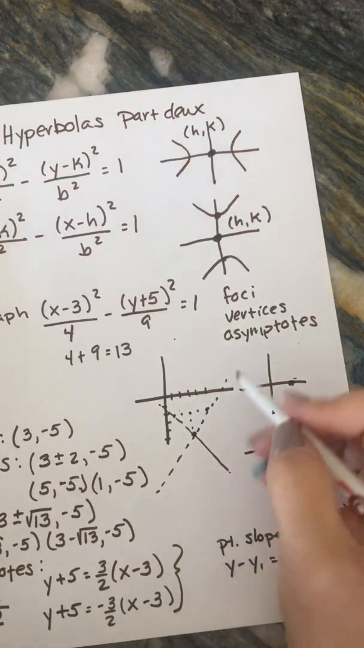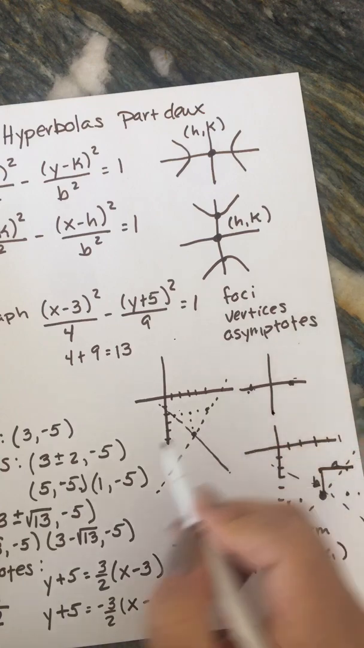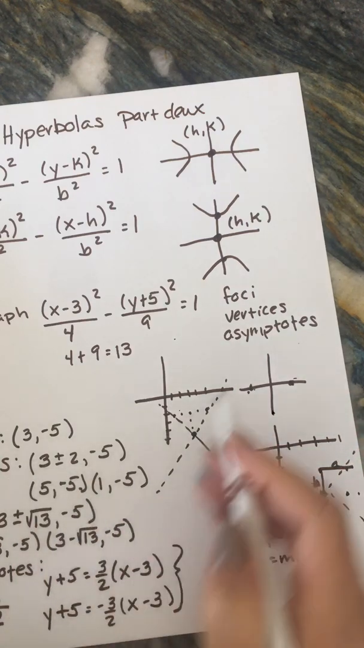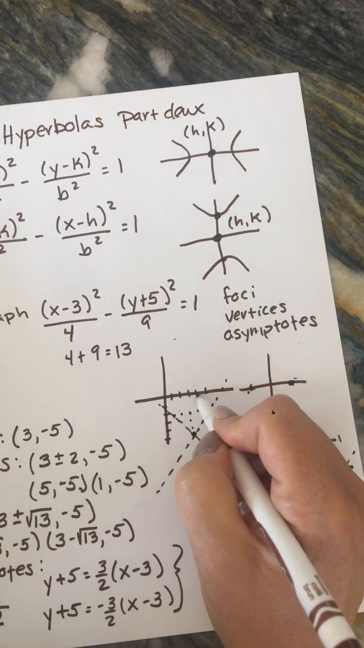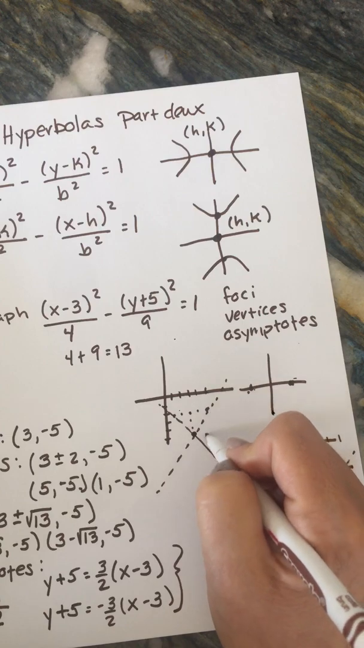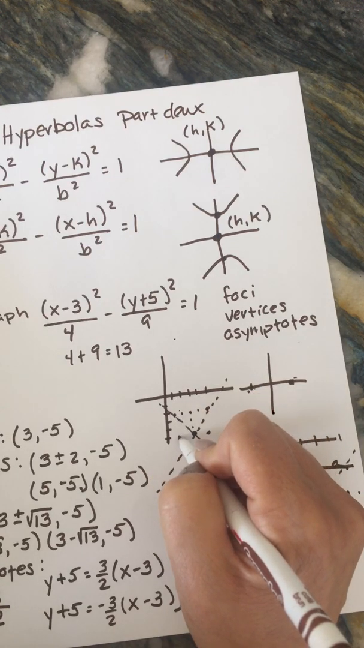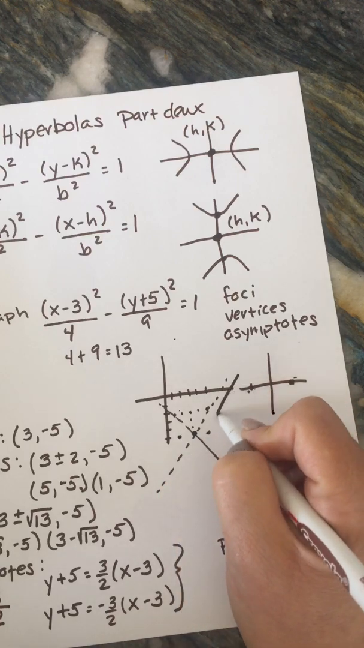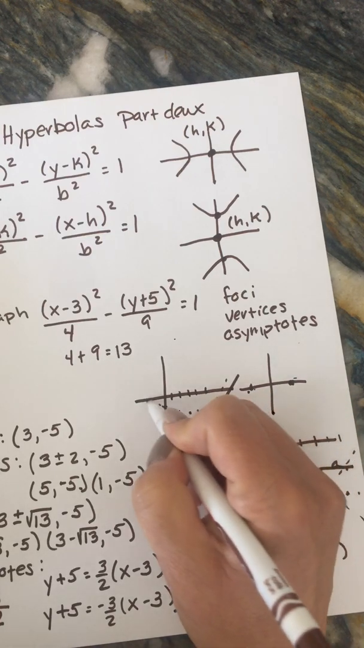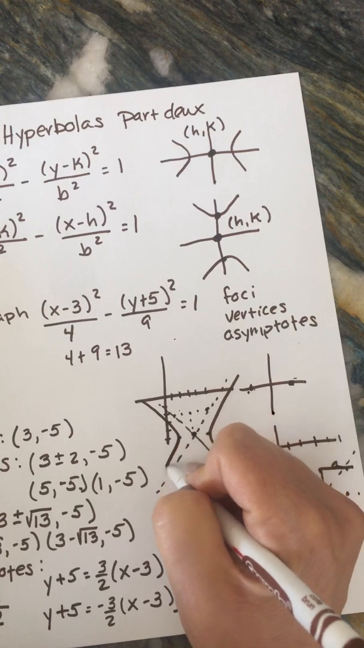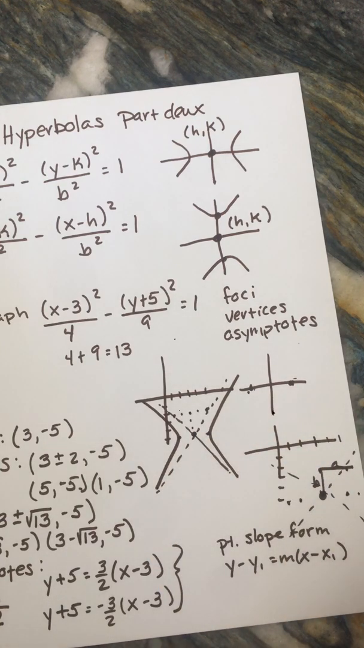And my vertex is at (5, -5) and (1, -5). So my graph would look something like this. There we go.